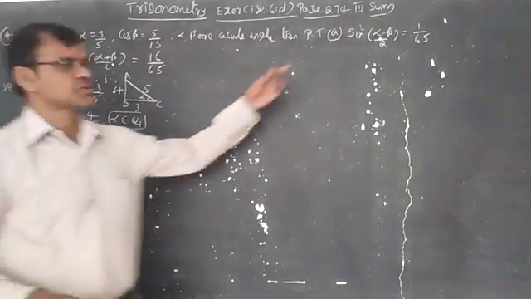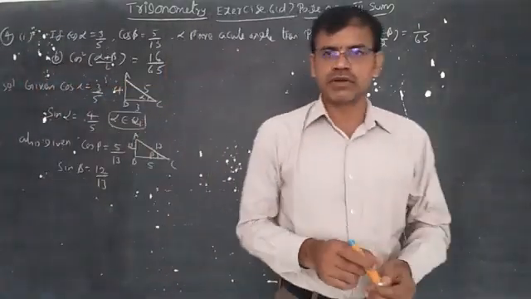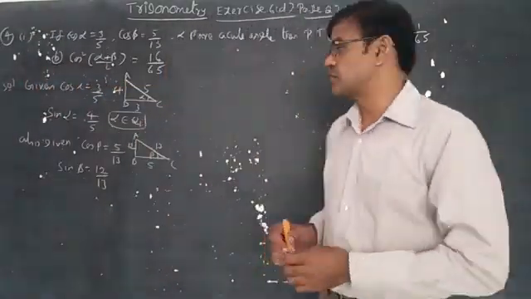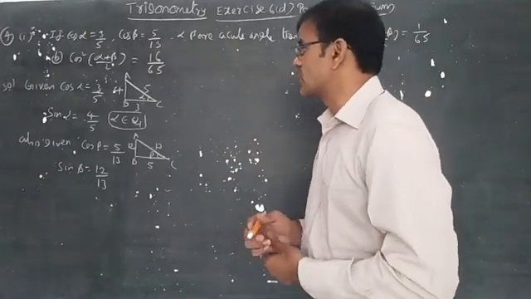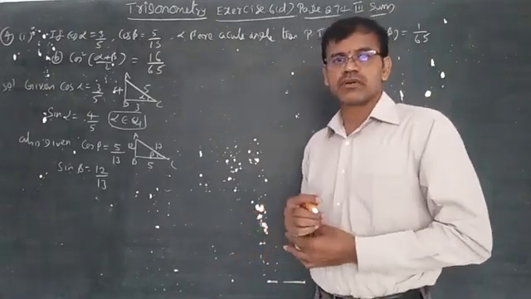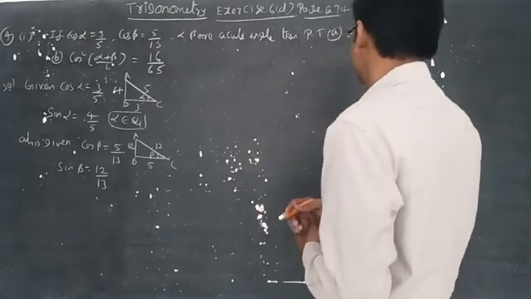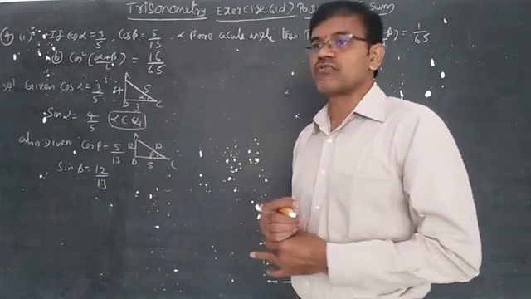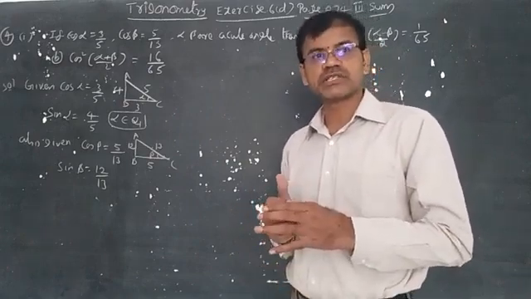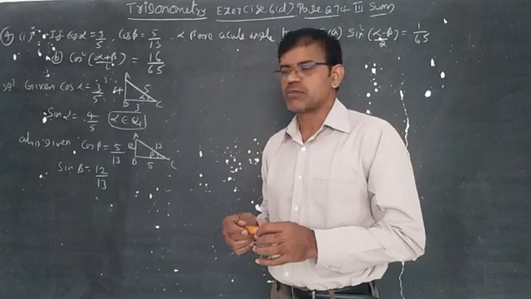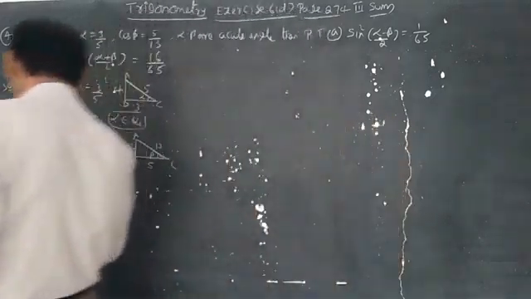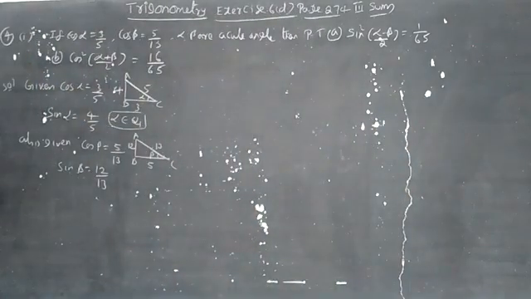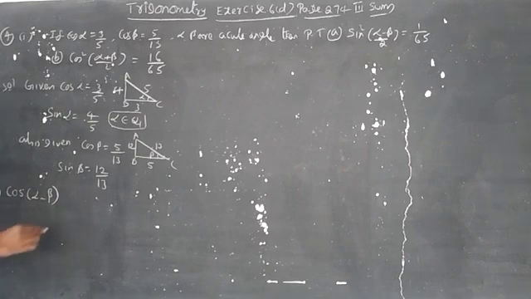Now he is asking sin square of (alpha minus beta) by 2 and cos square of (alpha plus beta) by 2. So we need to understand that we should calculate the value of cos of (alpha minus beta). Formula: cos A cos B plus sin A sin B. Cos of alpha minus beta formula, 1 minus 2 sin square of (alpha minus beta) by 2 using submultiple angle. So first of all we need to calculate cos of (alpha minus beta). Later you can understand.